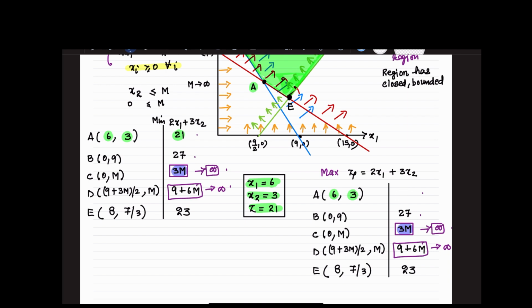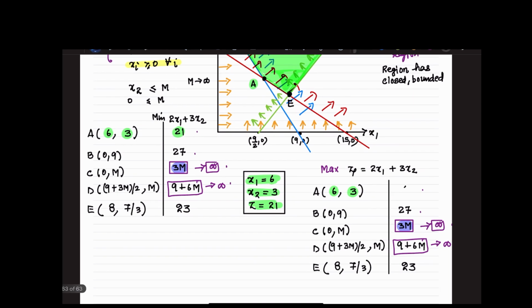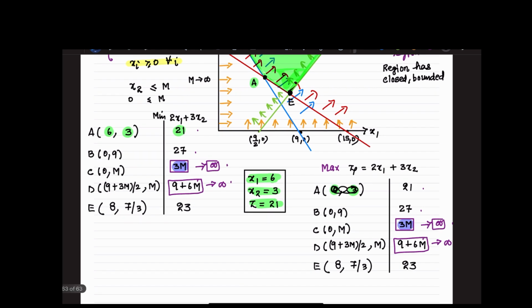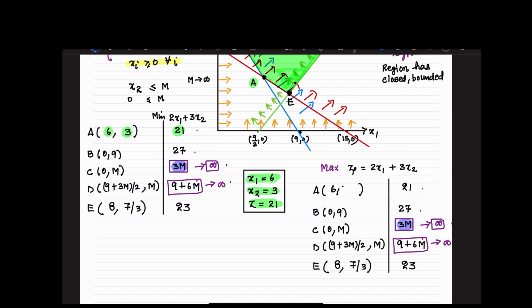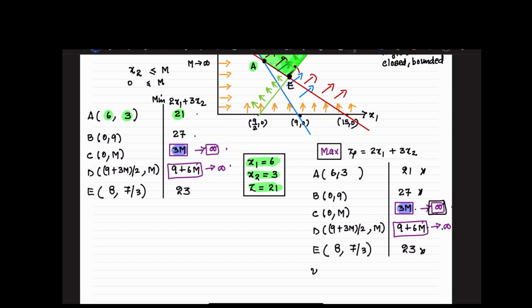So can 21 be a maxima now? 21 cannot be a point of maxima. This cannot be the objective value. So that means 6,3 is no longer a point of optima. So out of these values, which value is the maxima? 21 can't be the answer, 27 can't be the answer, 23 can't be the answer, because you have values that are tending towards infinity. This value and this value both. So this means for a maximization problem, the LPP has an unbounded objective.